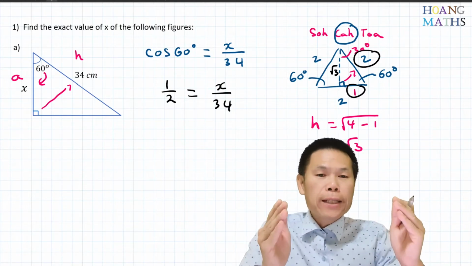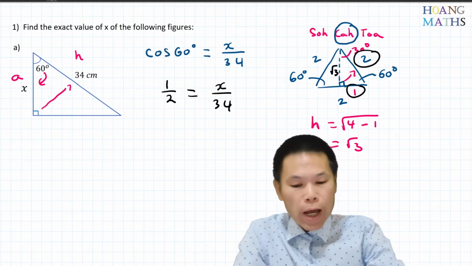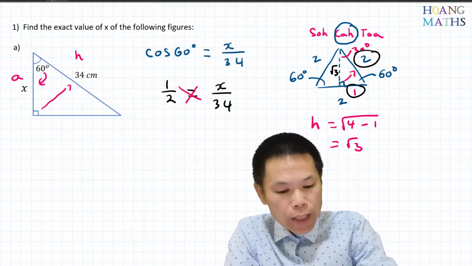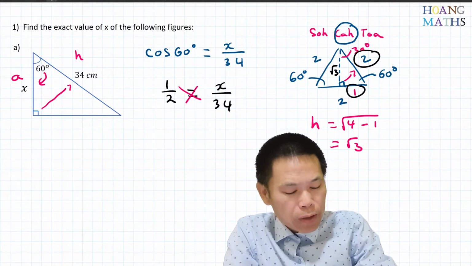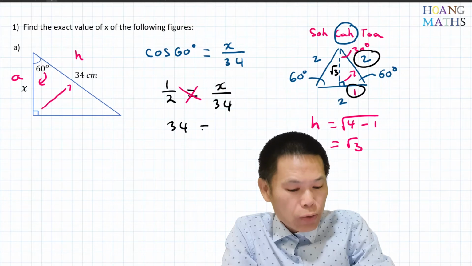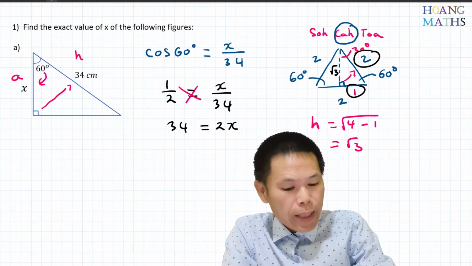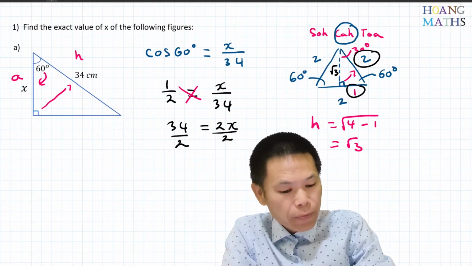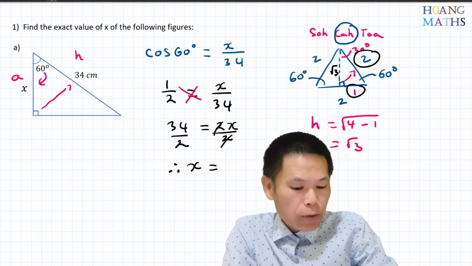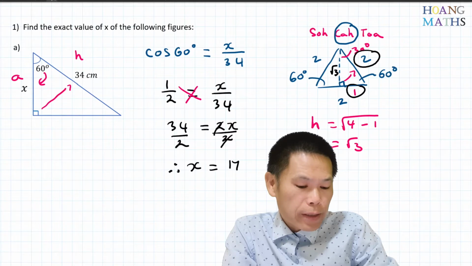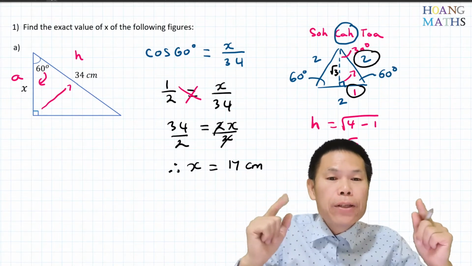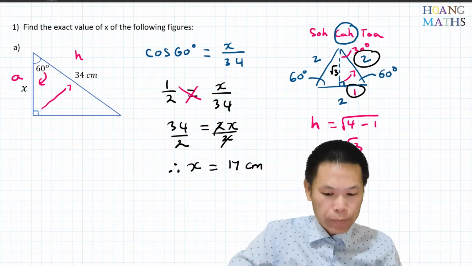Now to solve for x, we just cross multiply. So 1 times 34 is 34, and 2 times x is 2x, and then halve it. There you go. So x is equal to half of 34, which is 17. So x is 17 centimeters.